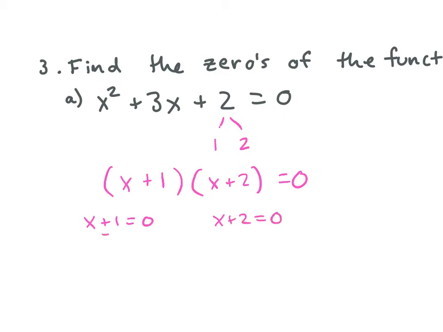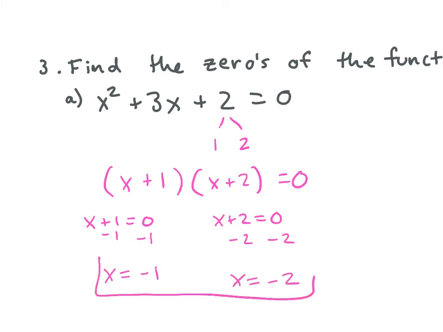And then we just solve for x. So we need to subtract 1 on both sides. X is equal to negative 1. And subtract 2 on both sides. So x is equal to negative 2. So these are our 2 solutions here.